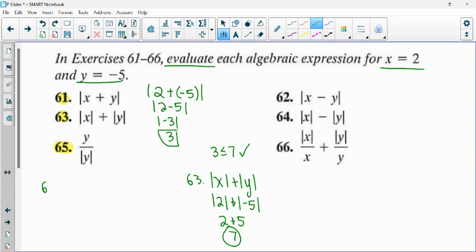And then 65, we're putting -5 for our y over the absolute value of -5. And so we get -5 over 5, which would equal -1.